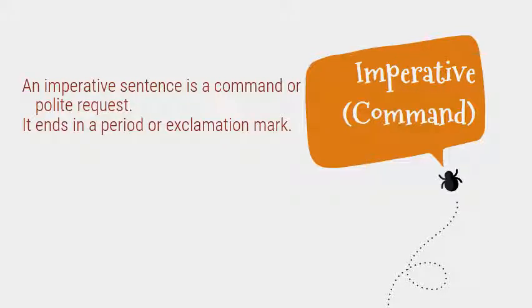It ends in a period or sometimes in an exclamation mark. Sometimes, not all the time, but mostly it ends with a period. Examples: "Close the door." This is an order, a command. Polite request: "Please be quiet." If you notice, the imperative sentence starts directly with the verb, with no subject. We consider it a complete sentence because the verb is in its infinitive form.